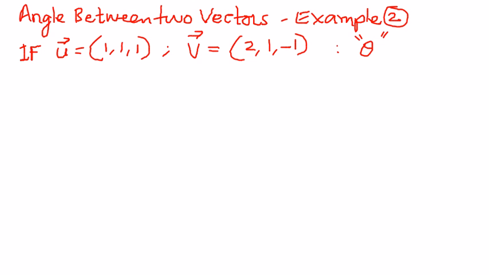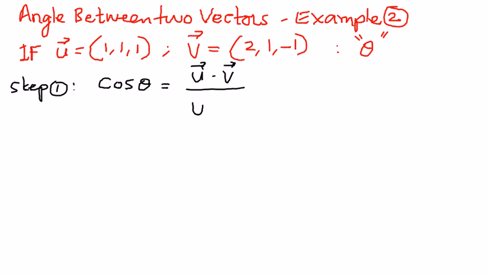Okay, the way to do that is as follows. Step number 1. We want to recall that the angle between the two vectors is given by cosine theta equal to vector u dot vector v divided by the magnitude of vector u times the magnitude of vector v. So that's the way we can write it up. In step 2, we will try to substitute the values we have.